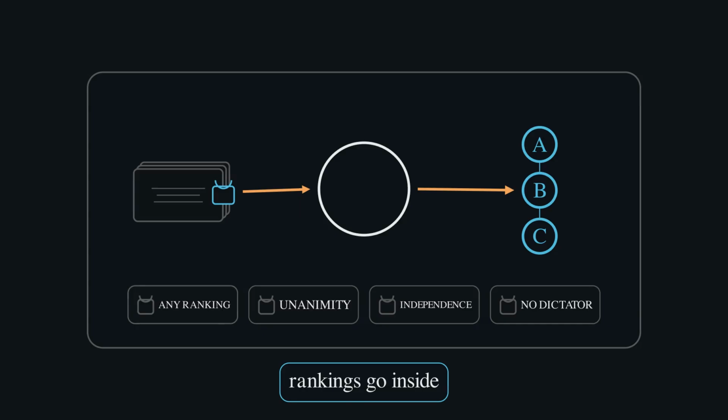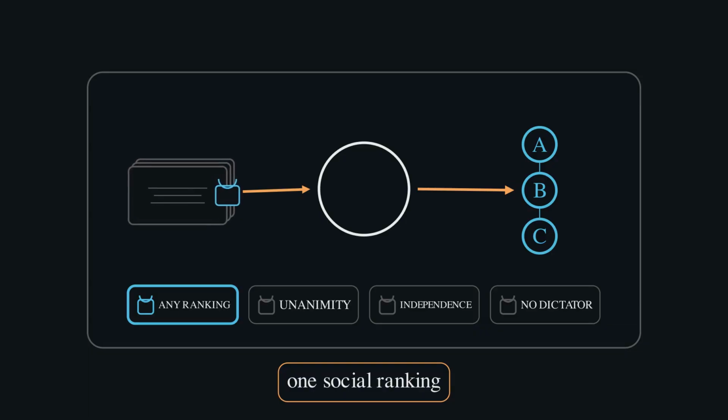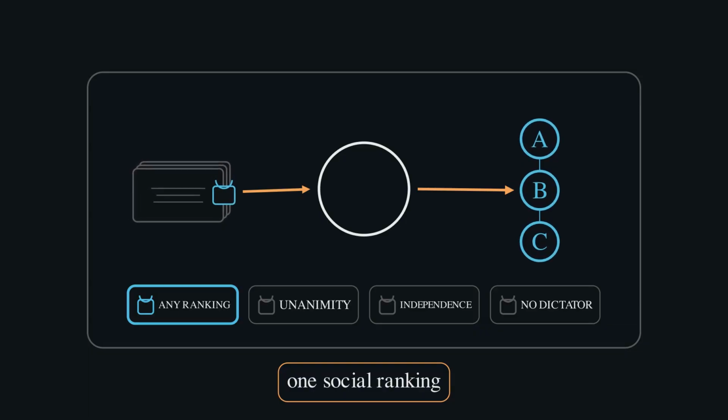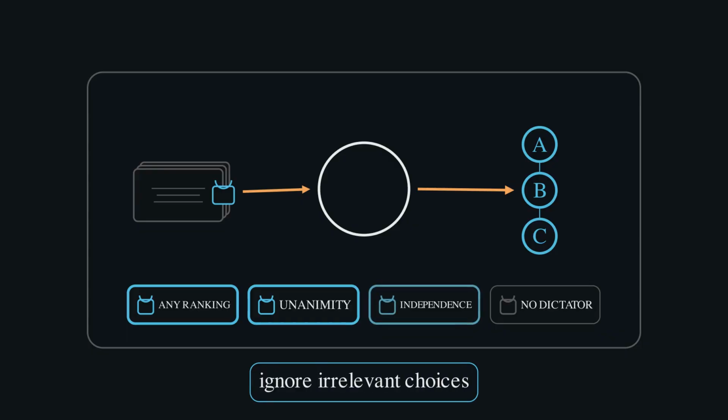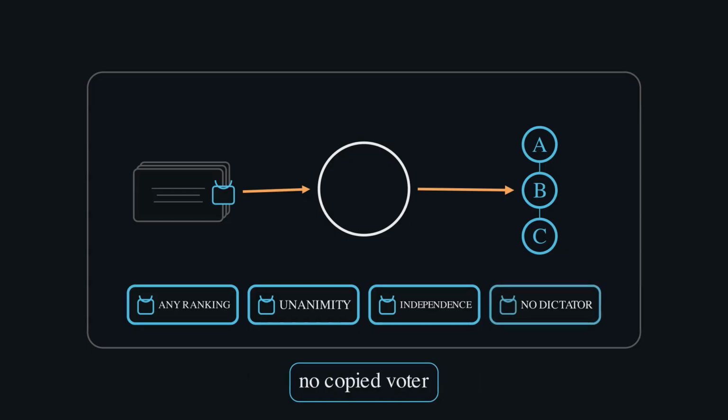Feed the machine every voter's ranking that honest voters might report, with no forbidden ordering of A, B, and C. It must return one complete, consistent social ranking, not a loop and not a shrug, because collective choices cannot contradict themselves. If every voter puts A above B, the social ranking must also put A above B after that unanimous change. When comparing A with B, only each voter's A versus B judgment may matter, whether C rises, falls, or disappears. And no single voter may have their entire ranking copied as society's answer against all others every time.